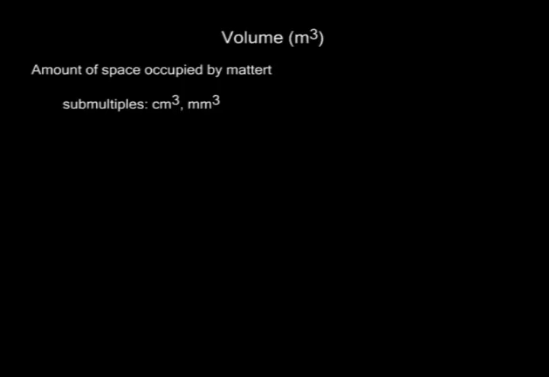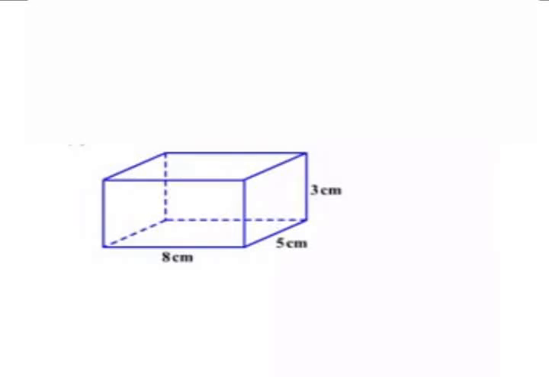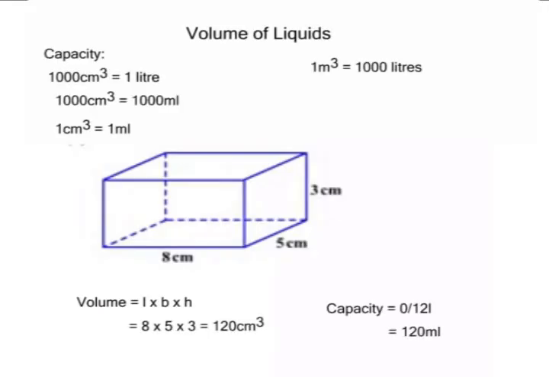The volume of regularly shaped solids can be determined by applying the appropriate formulas. For example, if I want to calculate the volume of this cuboid, volume is given by length times breadth times height. So for this cuboid, I'll have 8 times 5 times 3, which is going to give me 120 centimeters cubed.